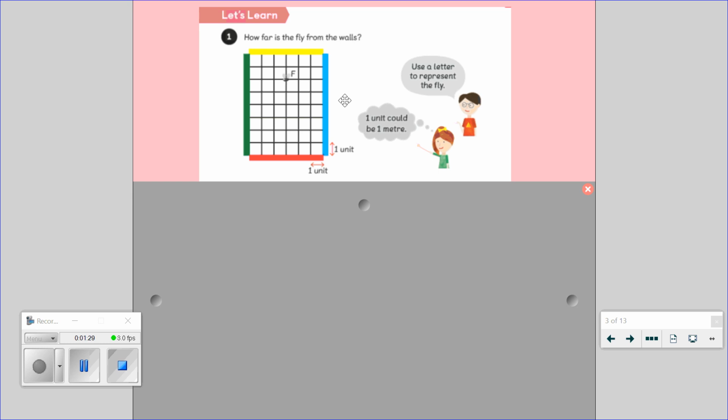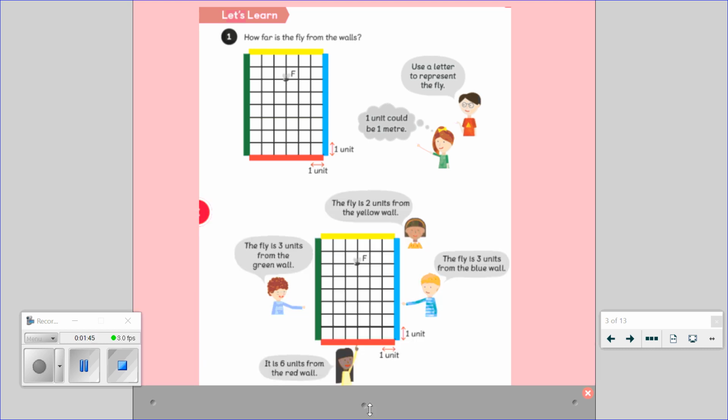My friend says that the fly is 3 units from the blue wall. Is he correct or incorrect? What do you think? What about the red wall or the yellow wall? So let's have a look.